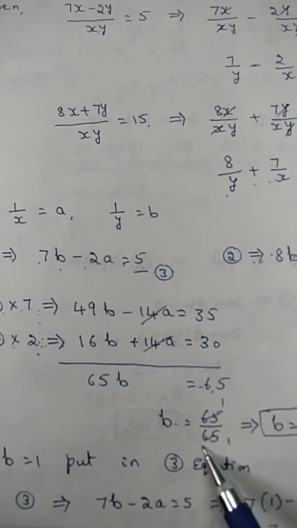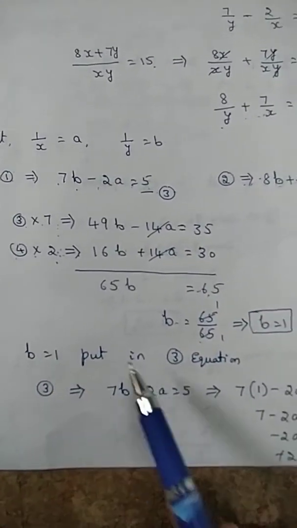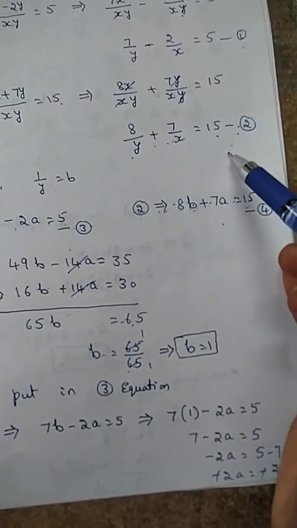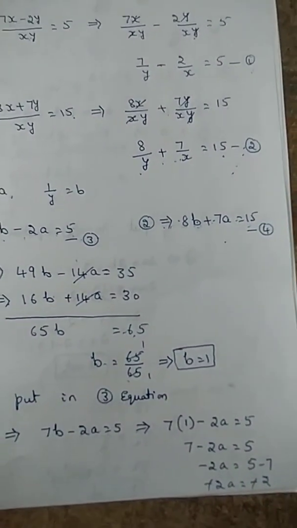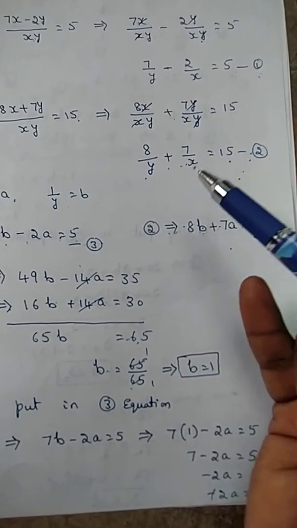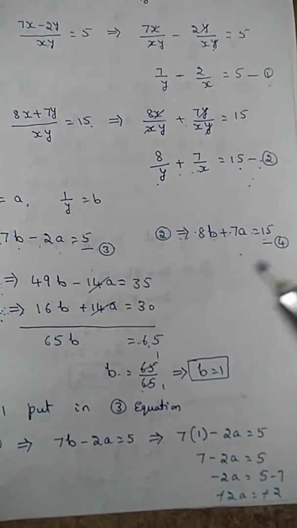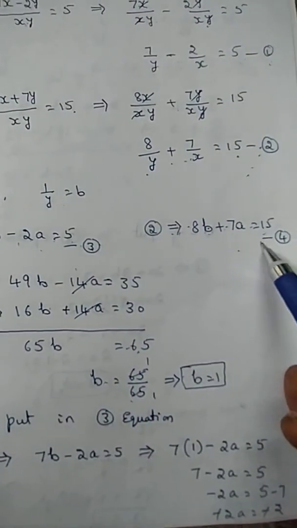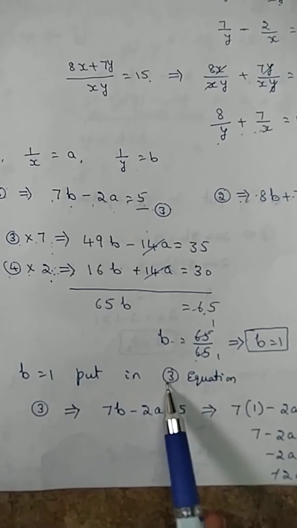Then b is equal to 65/65, which is 1, so b is equal to 1. Now b is equal to 1 is to be put into either the third or fourth equation, not the first and second equation, because there are no variables a and b there; there we have the variables x and y. a and b are in the third and fourth equations. So you can substitute the result b in either the third equation or the fourth equation. Okay, b is equal to 1, put into the third equation.